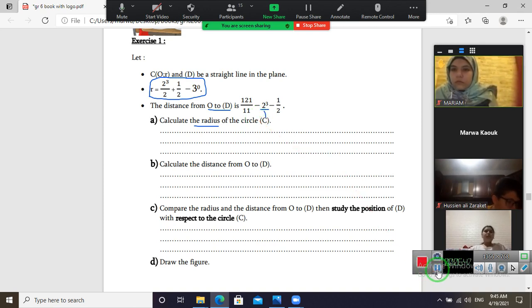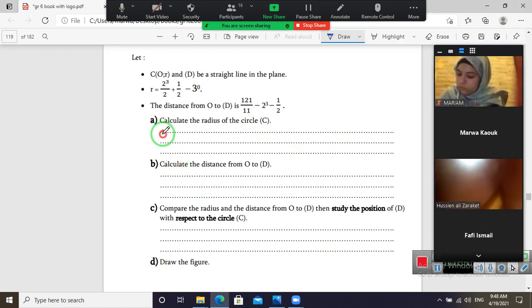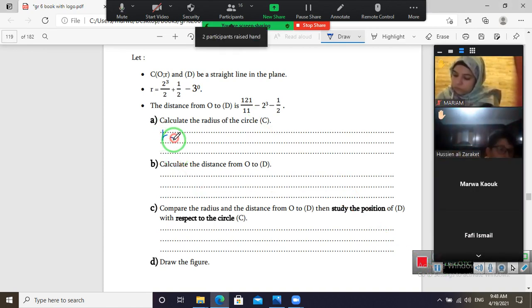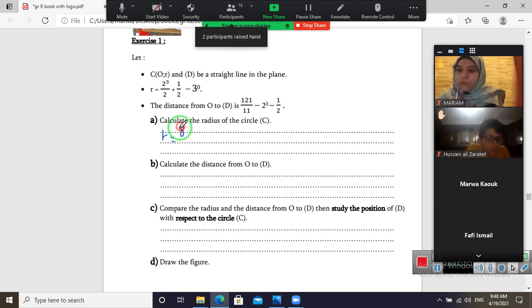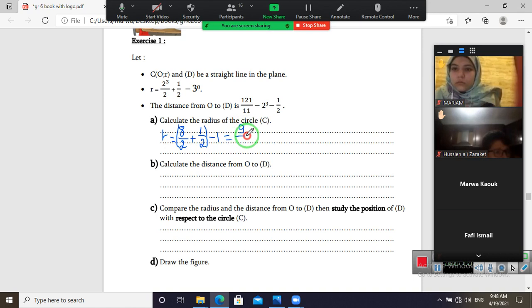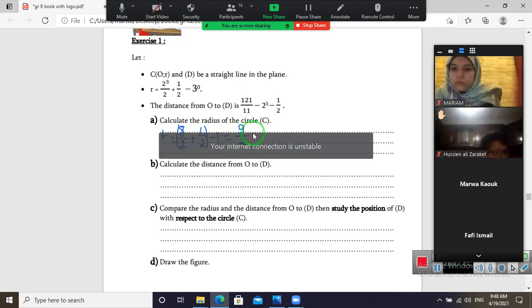Start your work. Yes, Noor. Let's calculate the radius. 2 over 3, 2 power 3 over 2. What do you mean by 2 power 3 as a number? It is 8. 8 over 2, times 2 is 4, 4 times 2 is 8. Over 2 plus 1 over 2 minus 1. Excellent. Continue. Equal. Add the same denominator. 8 plus 1 is 9. 9 over 2, minus 1 over 1.